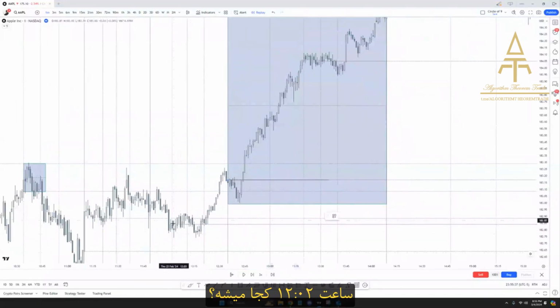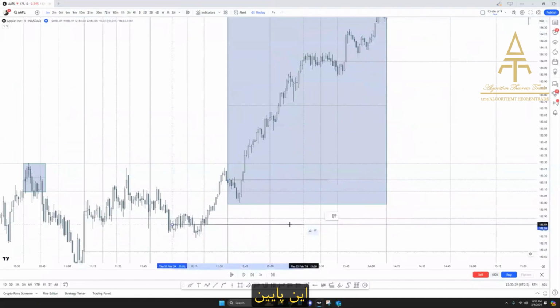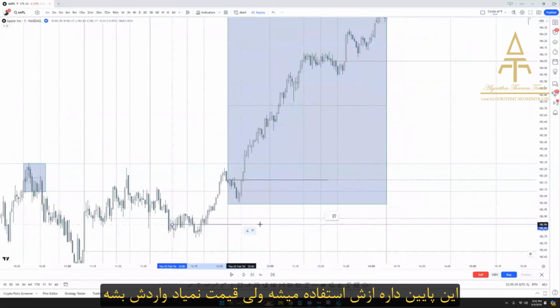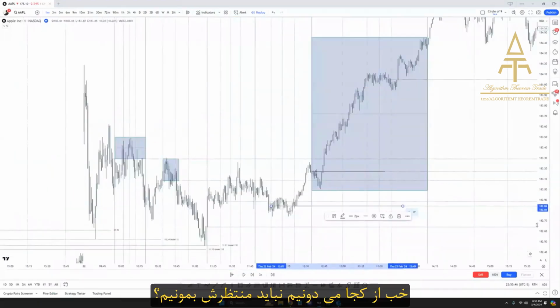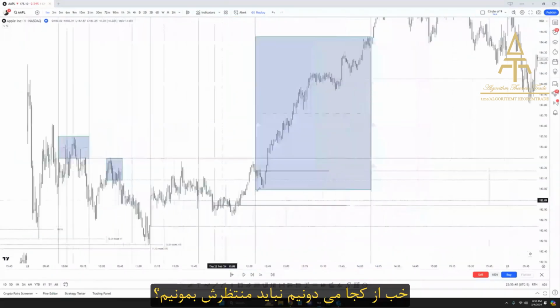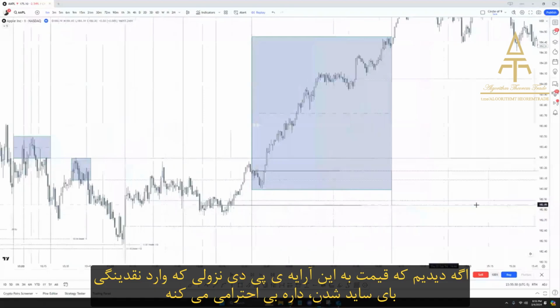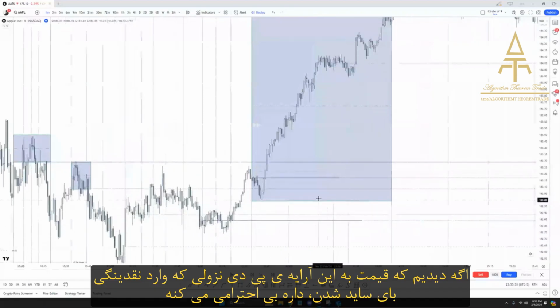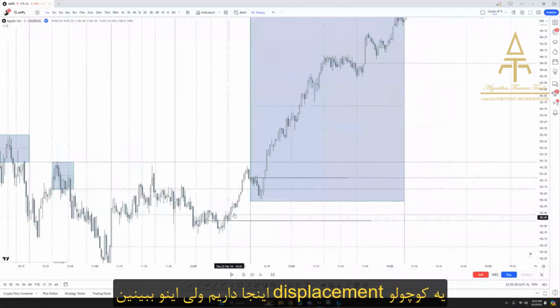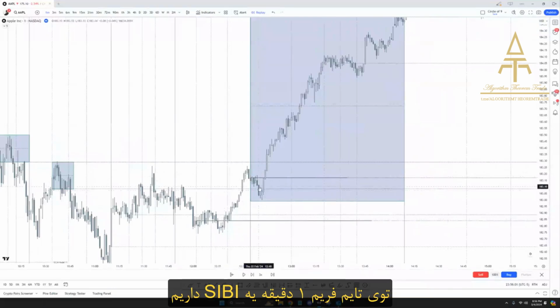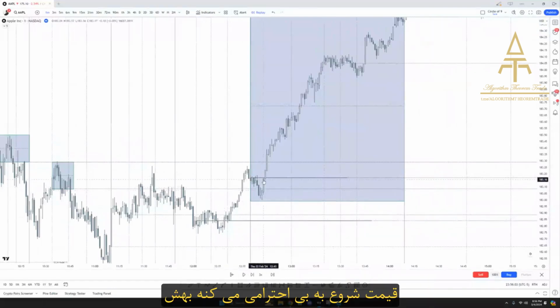1202, where is that located? Way down here. It's being utilized down here, but price never goes further into that area. So how would you know not to wait for that? If you start to see bearish PD arrays because we're looking for buy side to be disrespected. You see a little bit of displacement here, but look at this. There's a SIBI here on the 1 minute. It starts to get disrespected.